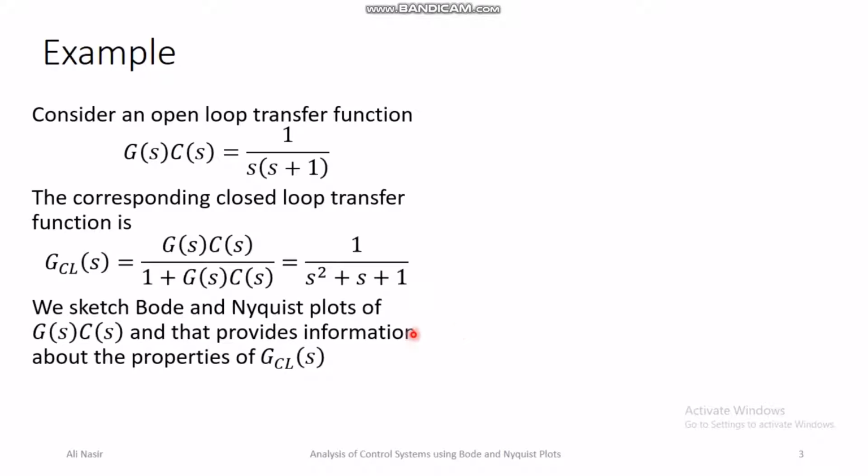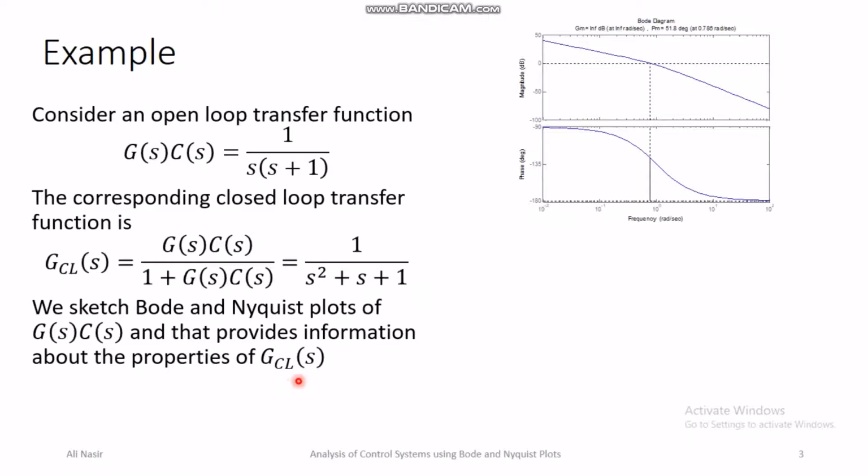So we sketch the Bode and Nyquist plot of C(s) G(s), which is the open loop transfer function, and this provides us information about the properties of the closed loop transfer function. So here is the Bode plot. You can see that the Bode plot is composed of two different plots. This is the magnitude in dB. dB is 20 times log 10. So this is a logarithmic scale.